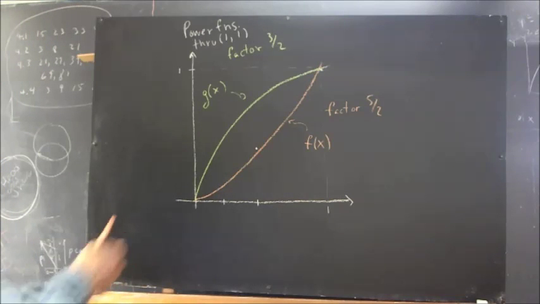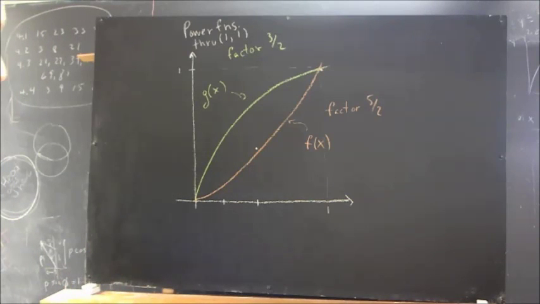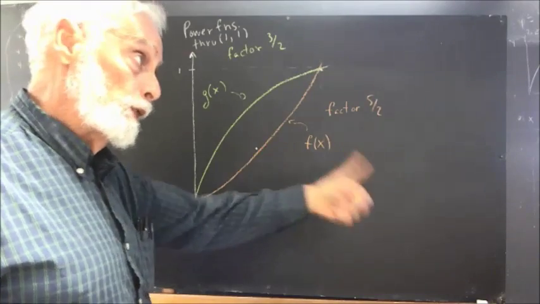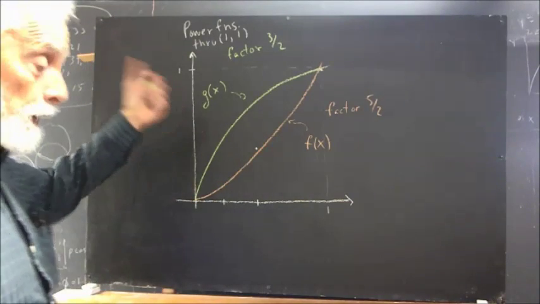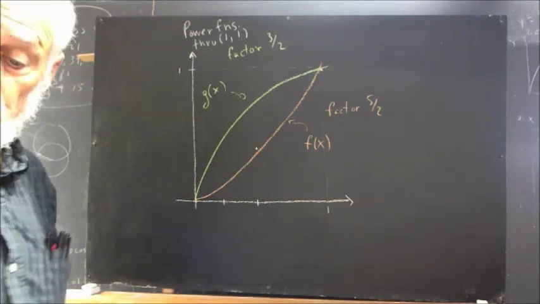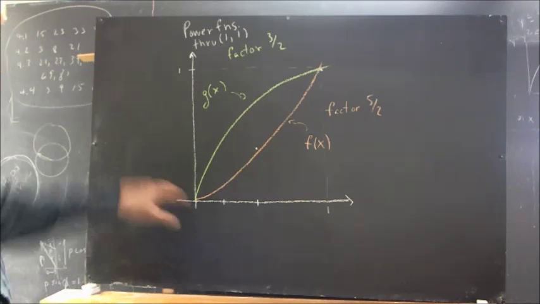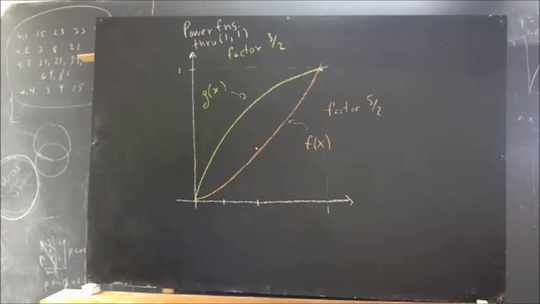Okay, so we're asked to make some estimates now. We estimate f of 1/4, f of 1/2, f of 3/4. We estimate g of 1/2, g of 1/4, g of 3/4. I'm not going to do those. I'm not going to set up the scale. I leave that to you. Geometrically, though, what are we looking at?